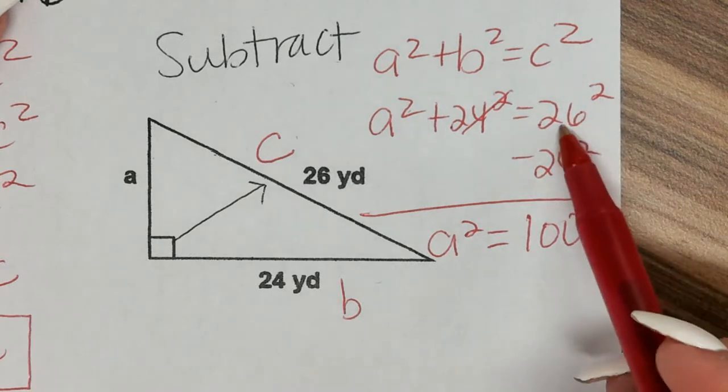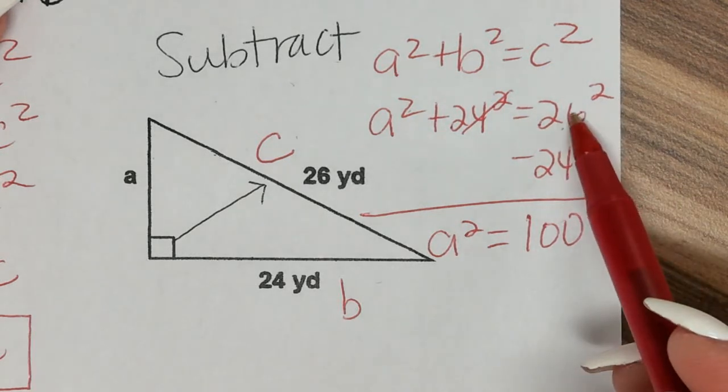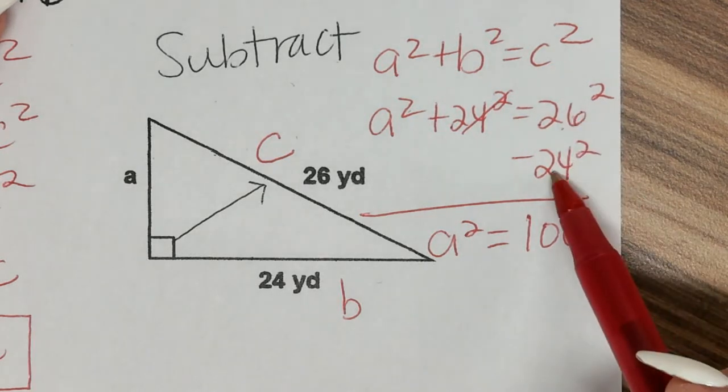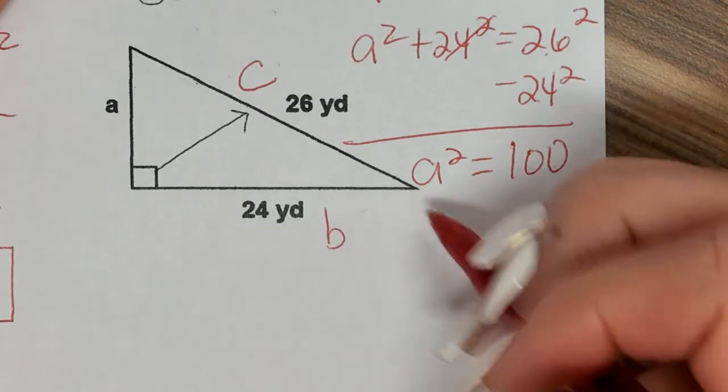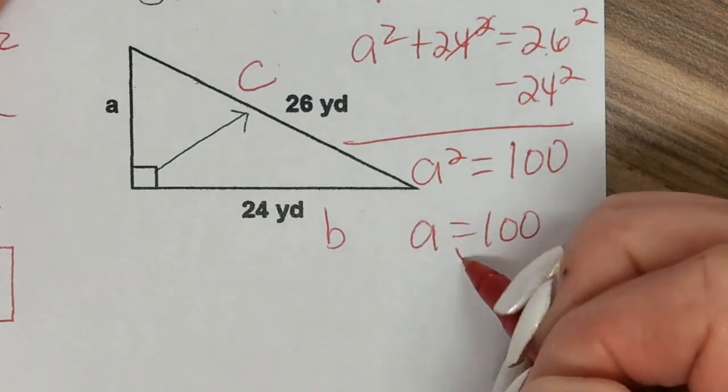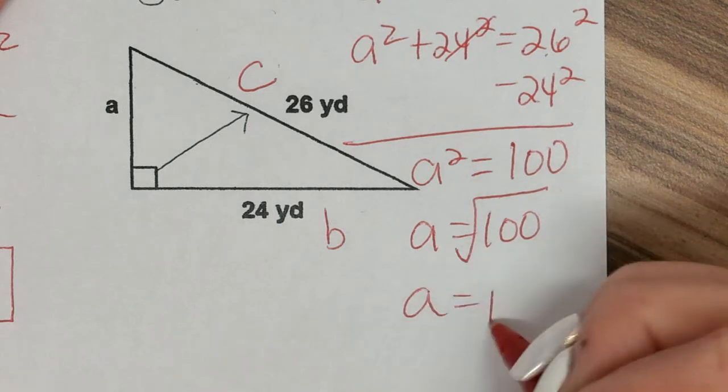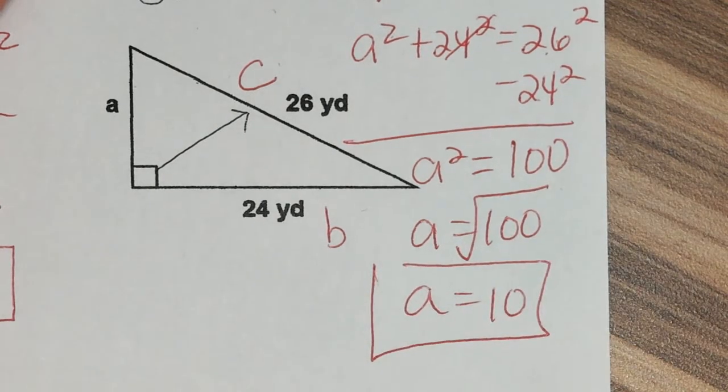This is 26 times 26 minus 24 times 24. You cannot do that in your head. You must use a calculator. All right, I get 100, and what am I going to do to that answer? Square root it. And the square root of 100 is 10.